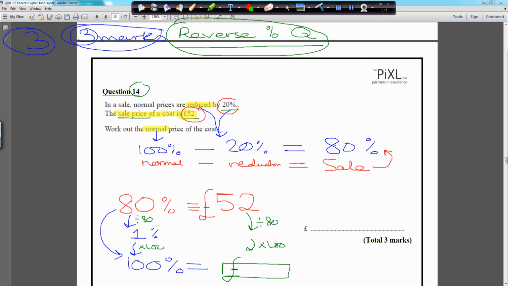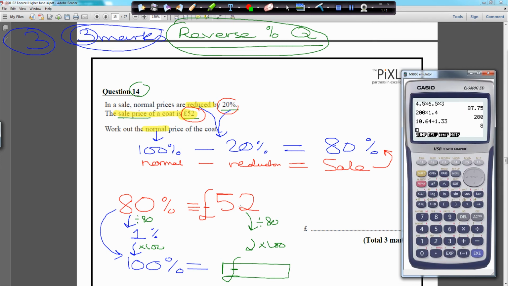Okay, let's do this on the calculator. Here comes the calculator. So let's type in 52, then 52 divided by 80 times by 100. So we have 52, we divide that by 80, and then we times it by 100. That gives us a value of 65.